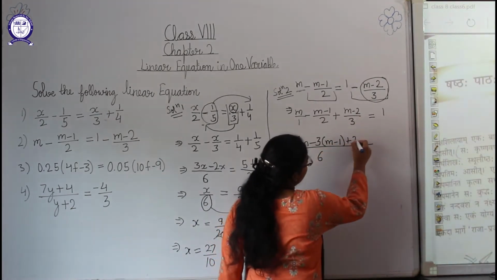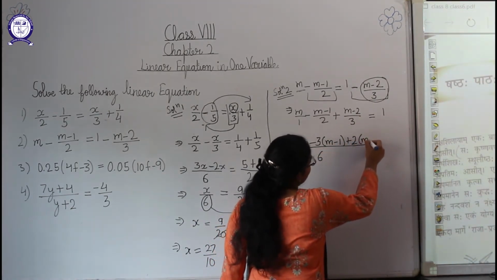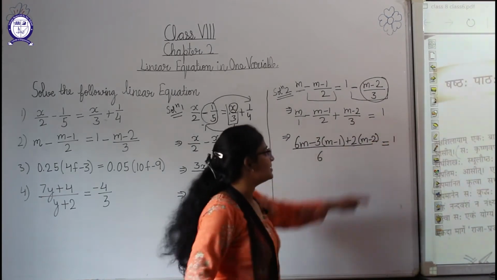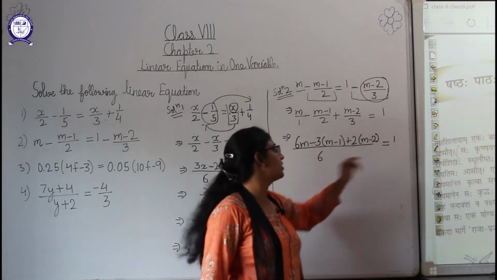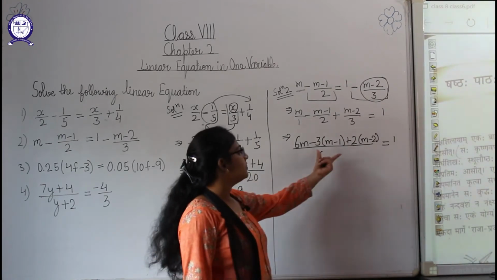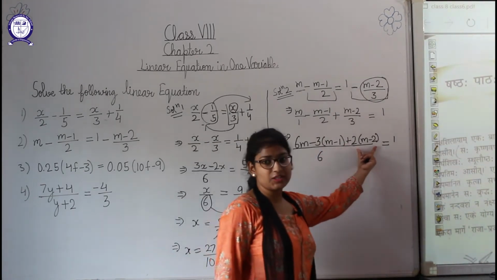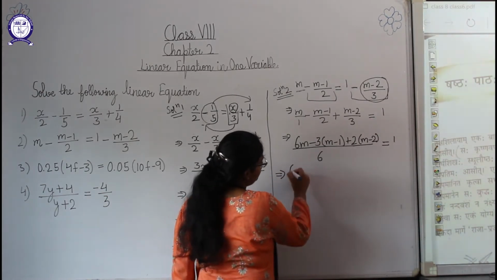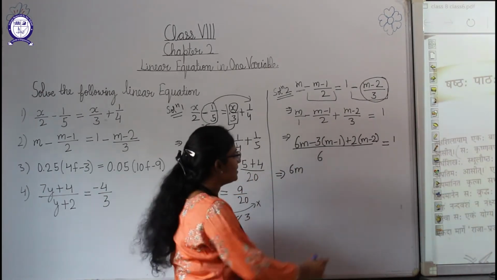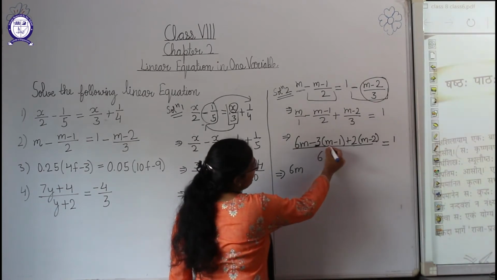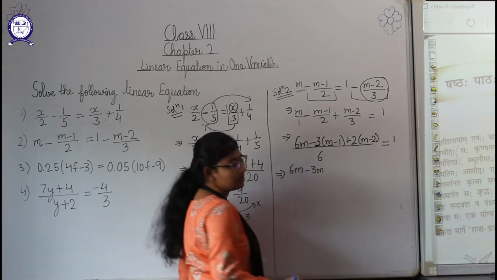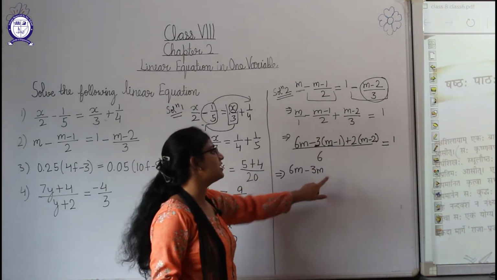So how will we write? We will write 2, and then in the bracket we will put m minus 2, and equals to 1 will be as it is written here. Now what we will do, we will solve these brackets first, then we will solve further. Here 6m will be as it is. Now students, minus 3 into m will be minus 3m.